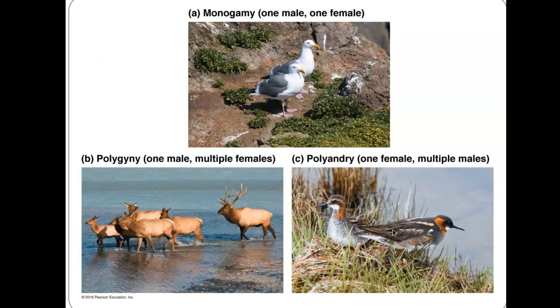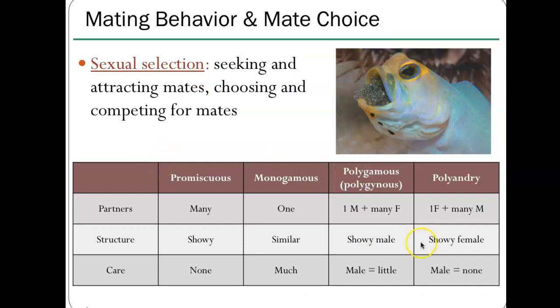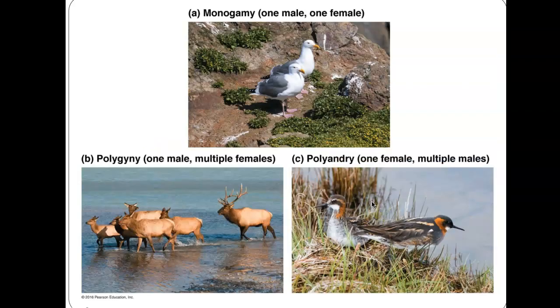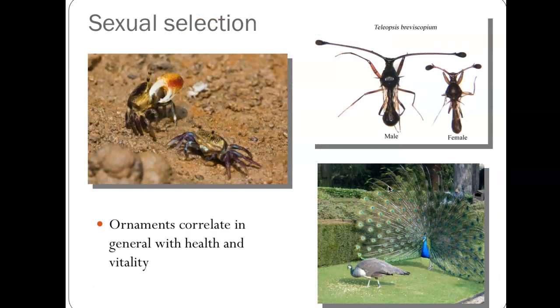Right, and I've already given you some examples, but seagulls are monogamous. Polygynous goes with polygamous. You have your moose here that does that. And then I'm not exactly sure, I'm embarrassed to say, since I don't make these slides, Mrs. Chow does. I don't know what kind of bird this is, but there are birds that display polyandry, one female with multiple males. So I'll have to find out what kind of bird that is.